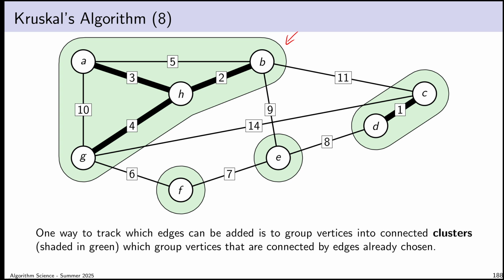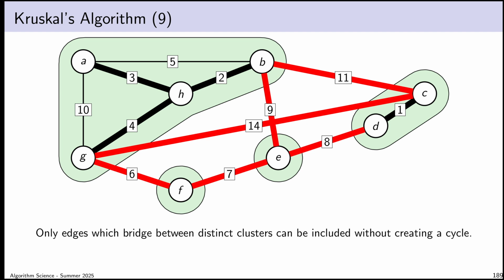So the clusters I have right now are this cluster. This vertex is not connected to anything, so it's a cluster. Vertex E is its own cluster, and then C and D are in a cluster together. And so the question I'm then asking is, if I look at each edge in order by its weight, does the edge connect two different clusters, or is it within one cluster? So only edges that bridge between distinct clusters can be included without creating a cycle.